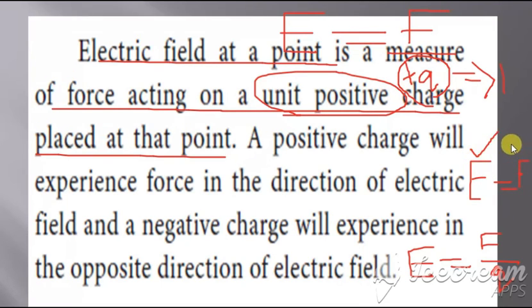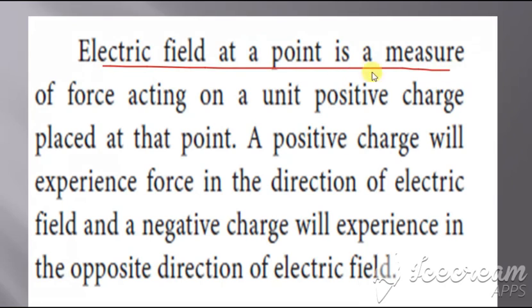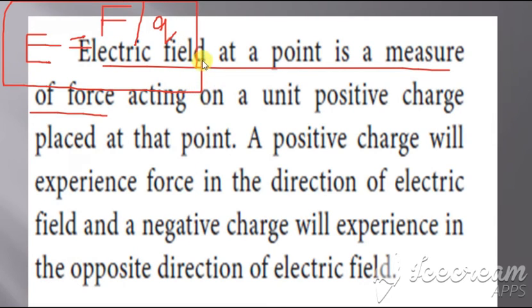So E is what? The electric field. F is what? The force. So we can say that the electric field is a measure of the force when we have the charge to be 1, a unit positive charge. So electric field at a point is a measure of the force. Be clear with this formula. Only knowing this formula, you will be able to write this definition. So the formula is E is equal to F divided by Q.